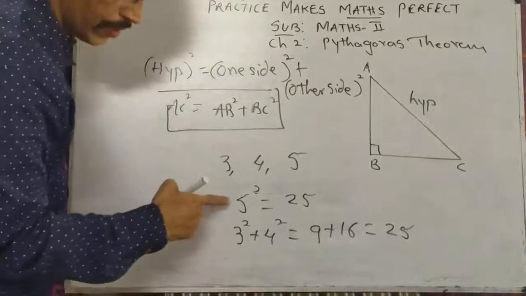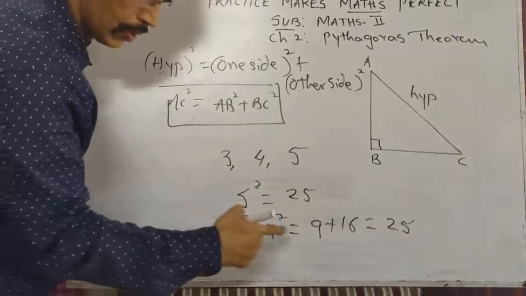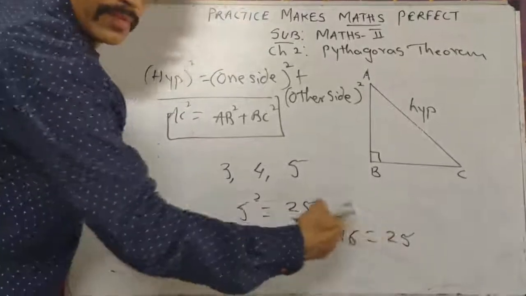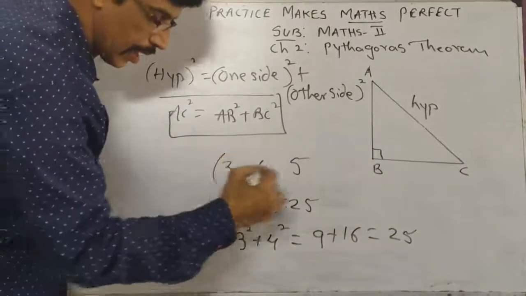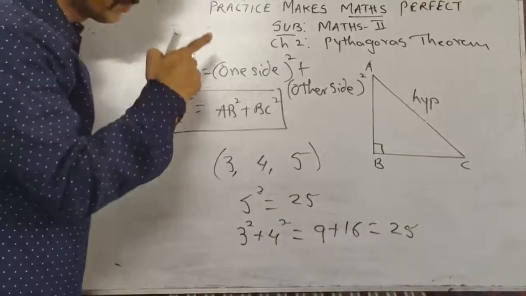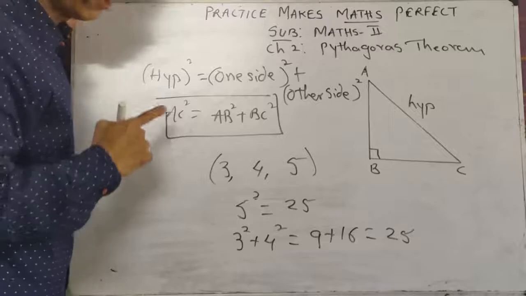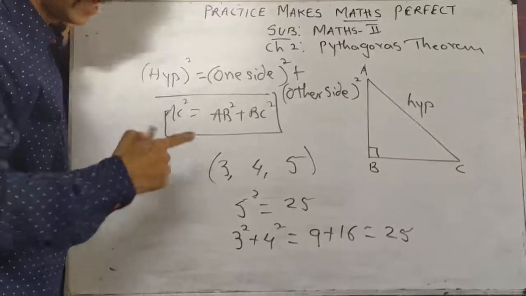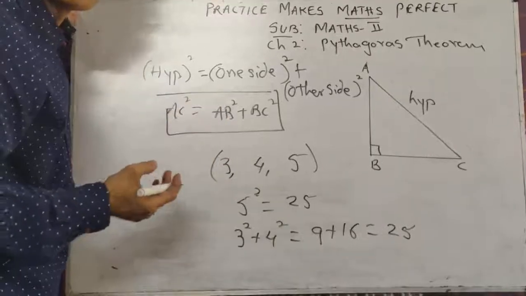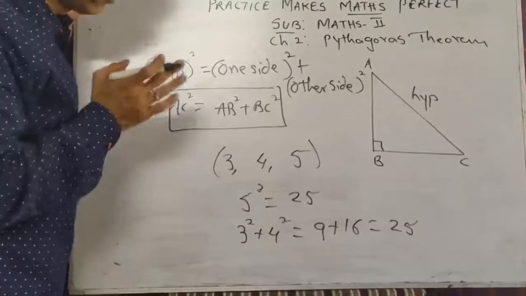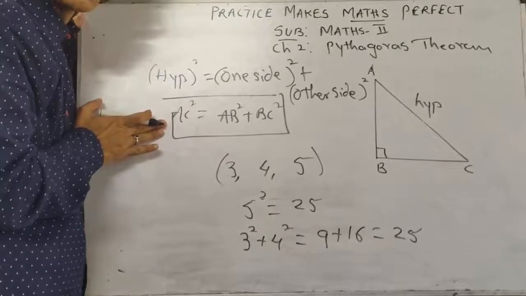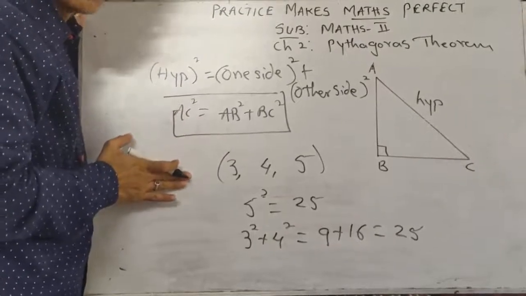Now you can see the square of the largest number is equal to the sum of the squares of the other two numbers. These both are equal. So such numbers are called Pythagorean triplet. Like these numbers you will come across 11, 60, 61, many numbers are there like this. So first you are going to study about the Pythagoras theorem. Remember one. Second, Pythagorean triplet.